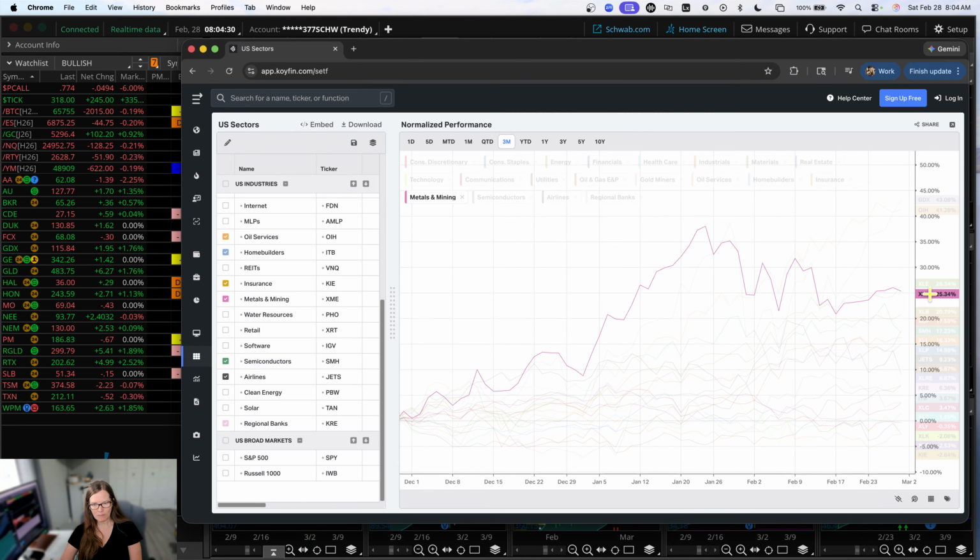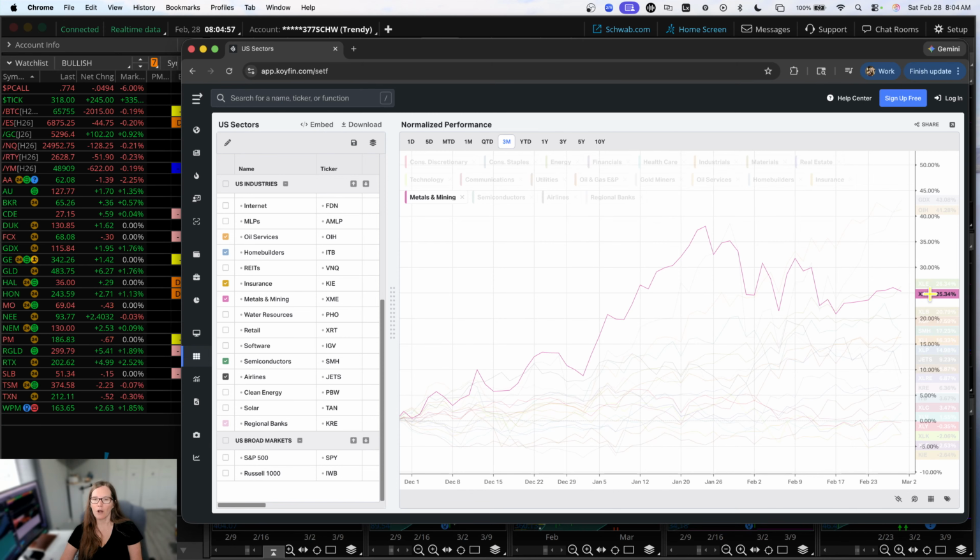So let me just highlight metals and mining here, and we're going to look back over the last 3 months at the price action. And it was in a super bullish trend from the beginning of December, just what's shown on this graph here, the beginning of this December through the end of January. But since the end of January, note that we are making lower highs and lower lows.